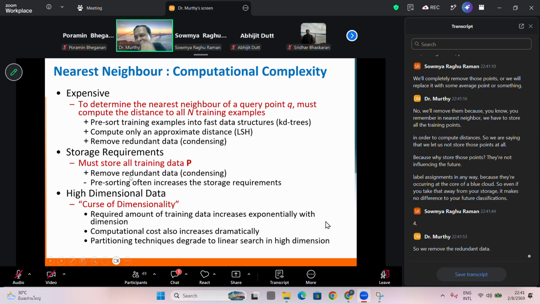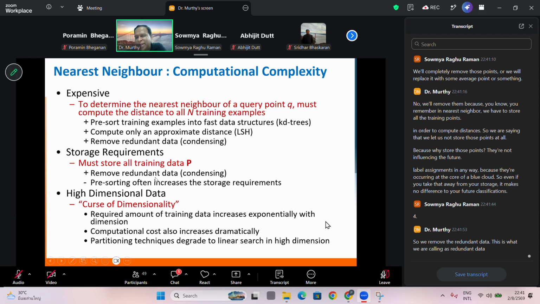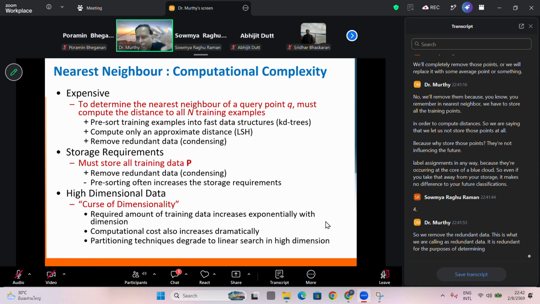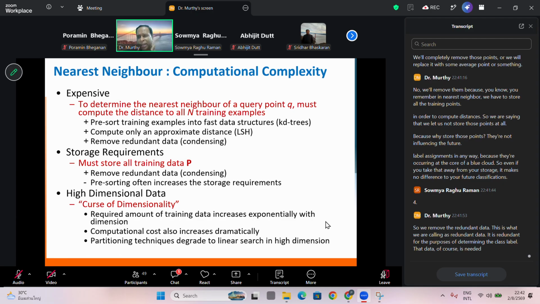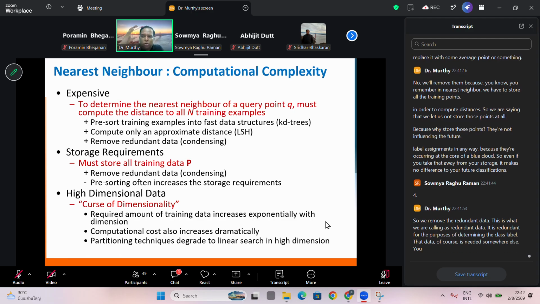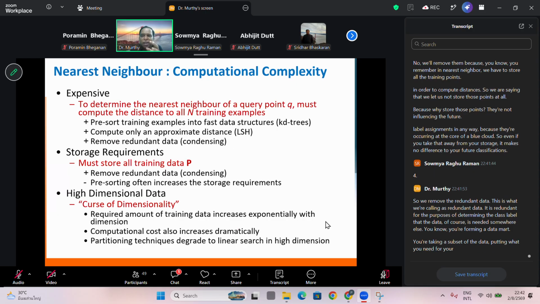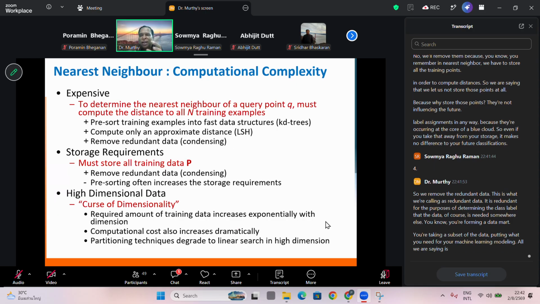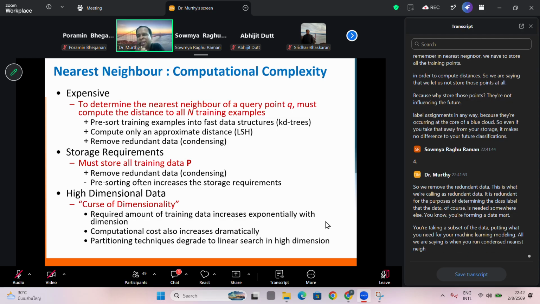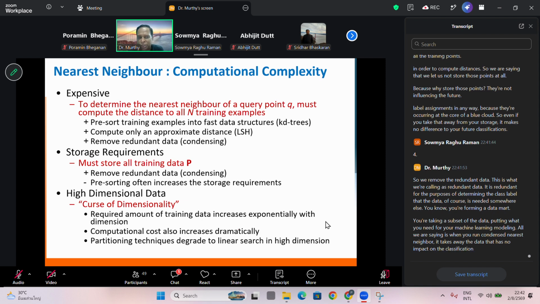So we remove the redundant data. It is redundant for the purposes of determining the class label. That data, of course, is needed somewhere else. You're forming a data mart, taking a subset of the data, putting what you need for your machine learning modeling. All we are saying is when you run condensed nearest neighbor, it takes away the data that has no impact on the future classifications.